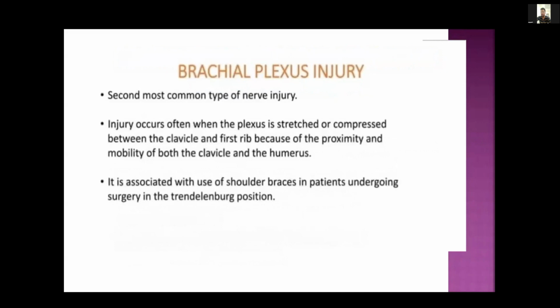Next most common is brachial plexus injury. Injury occurs often when the plexus is stretched or compressed between the clavicle and first rib, because of the proximity and mobility of both the clavicle and humerus. It can be associated with the lithotomy position, or when shoulder braces are placed and Trendelenburg position is given, which can cause traction or compression over the brachial plexus.